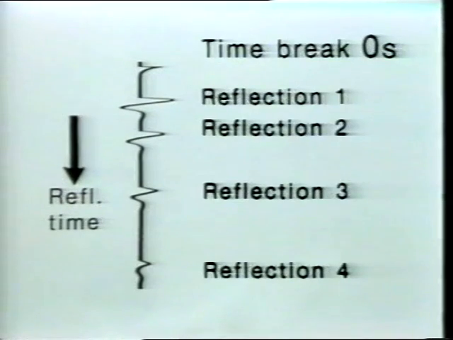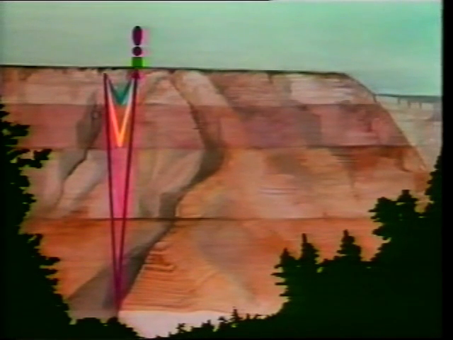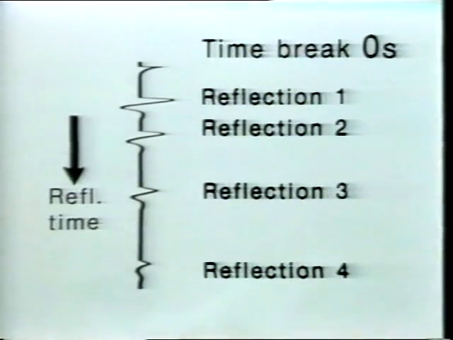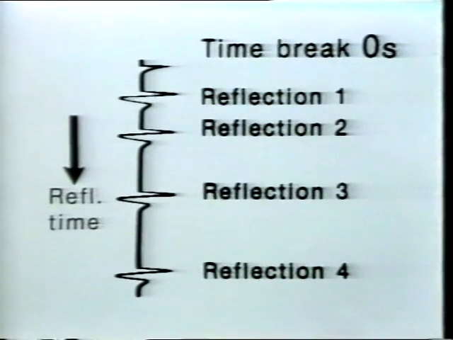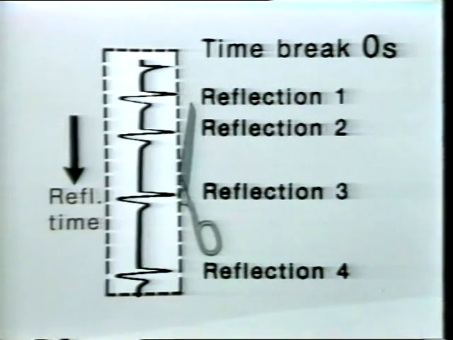The reflections get progressively weaker, of course, as they have further to go. Supposing we could remove that effect, that loss of strength with distance traveled, so that this would become this. All reflections now have equal strength. All right, now let's cut out that trace and stick it here.